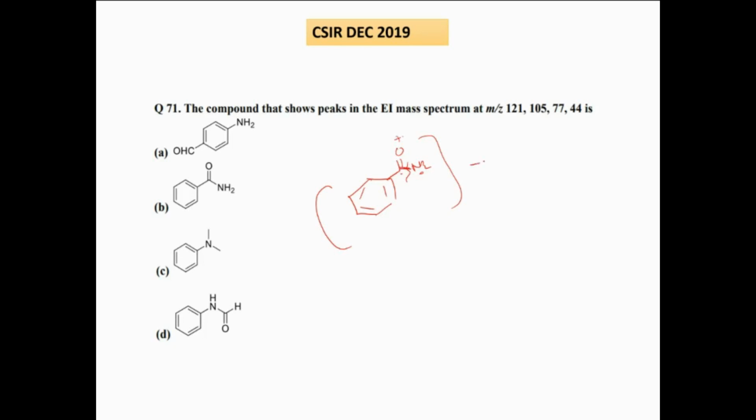ஏன்னு சொல்றேன். So you'll be having C double bond O plus dot. இங்க ஒரு dot இருக்கு, இந்த dot combine ஆயிரும். C triple bond O plus. And now this is resonance stabilized. This is resonance stabilized.